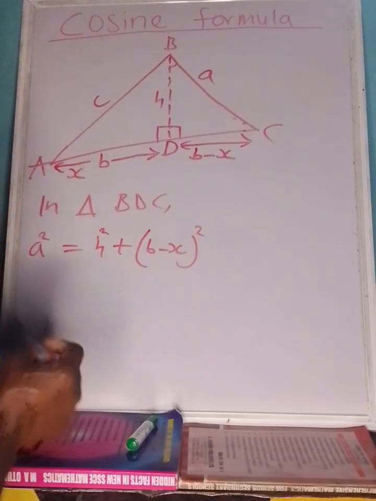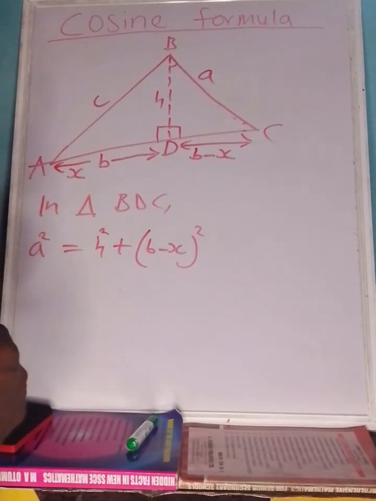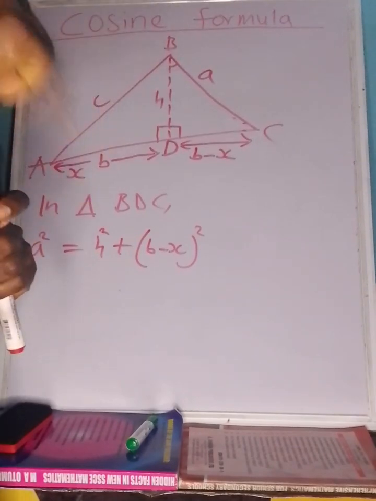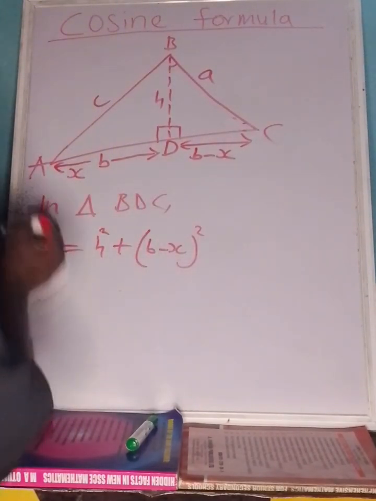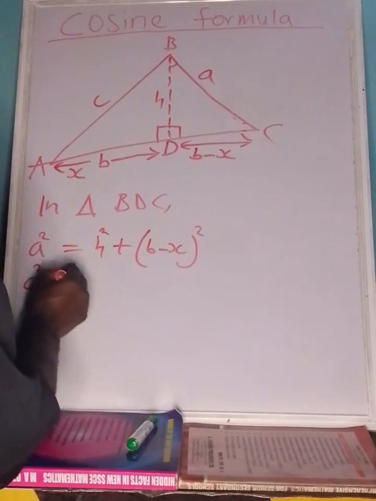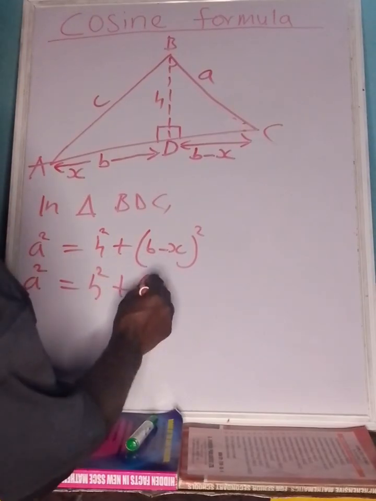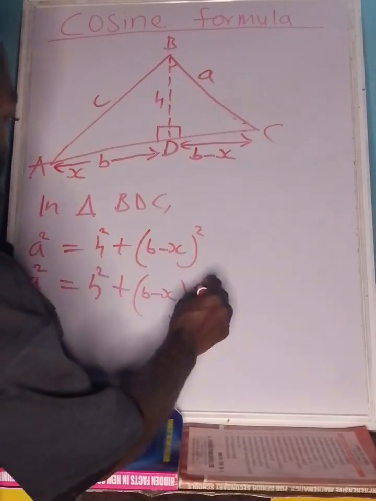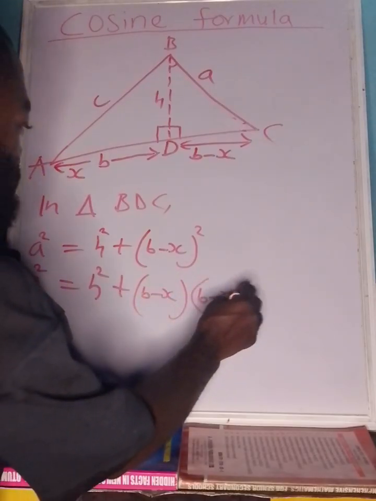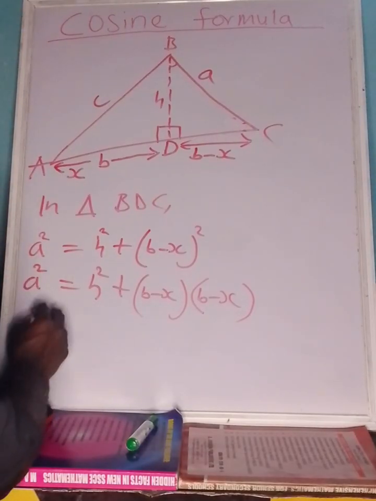Now we are going to expand the bracket. Yes, we are going to expand. Anything square means multiply by itself. So we are going to multiply this bracket by itself. So we have a squared is equals to what? H squared plus bracket b minus x multiply by itself, b minus what? X. Yeah. So our a squared will be equals to what?